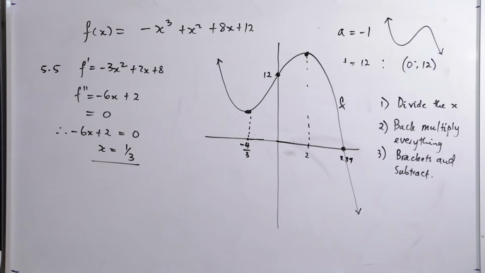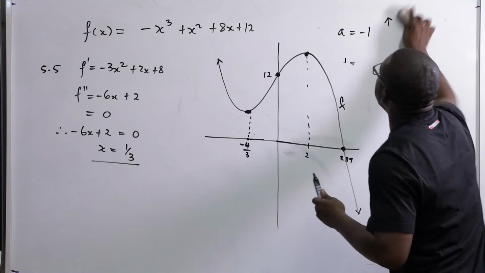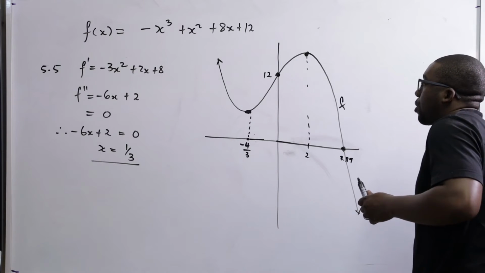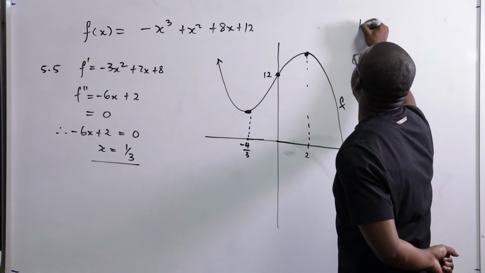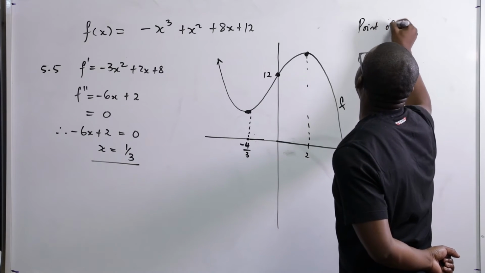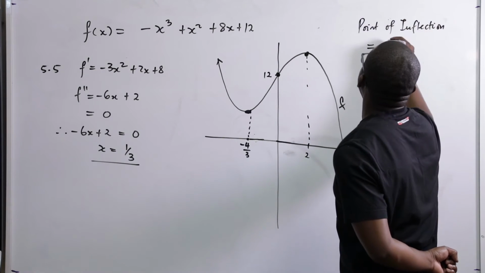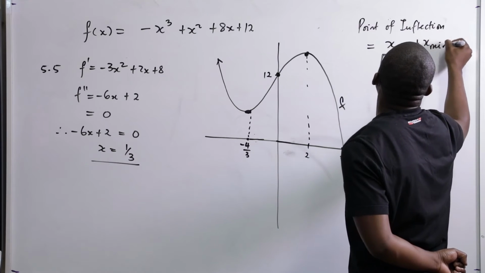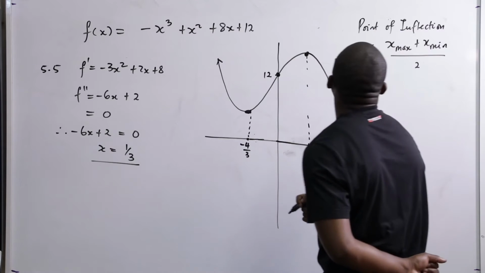This is you using the calculus point. However, the point of inflection is also the midpoint between the maximum and the minimum. So point of inflection is equal to x maximum plus x minimum divided by 2. Here they just wanted the x coordinate.